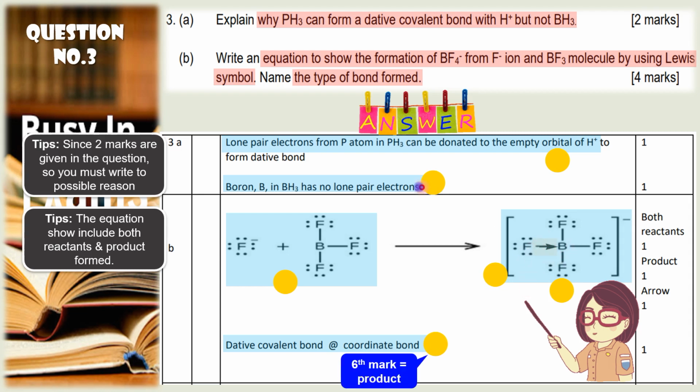Okay, right, next, name the type of bond formed. So there are 2 options: you can answer dative covalent bond, 1 mark, or coordinate bond, which can also be accepted, 1 mark.